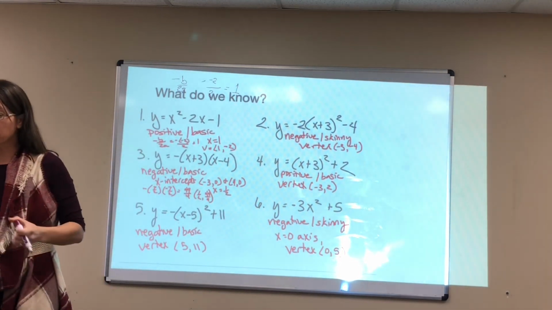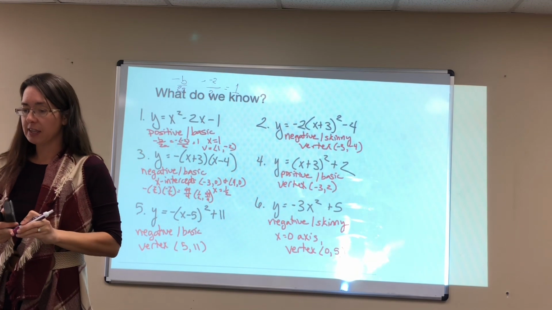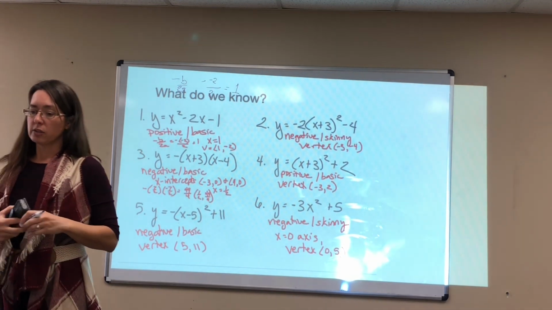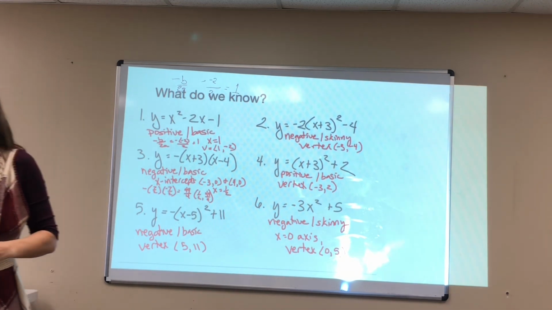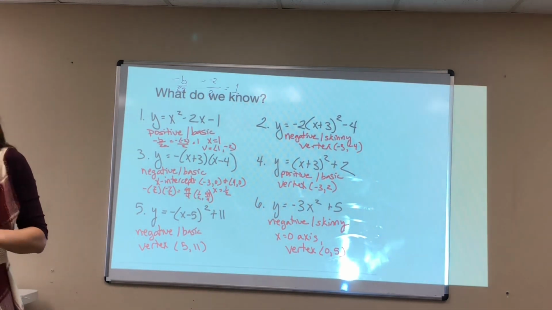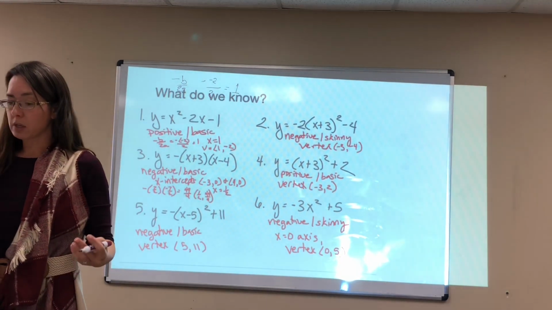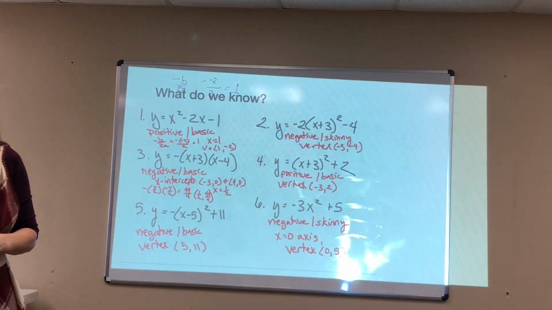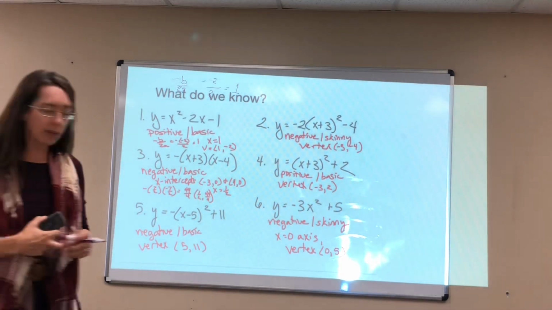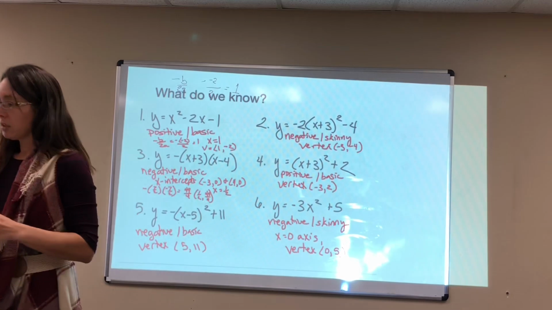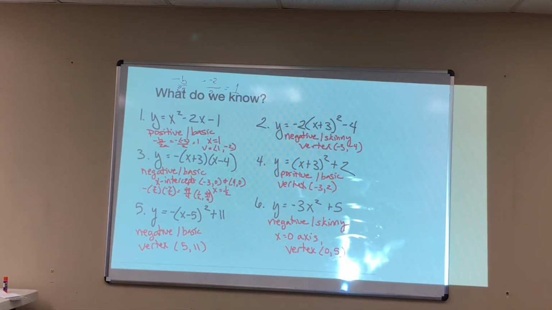Okay, what direction does it face? Up. Okay, where is the vertex located? Do we have to use negative B over 2A now? No, it actually tells us where the vertex is located. What is 1 and 3? Where is our vertex located? Write our coordinate next to it. Okay. Our vertex is located at H, K.